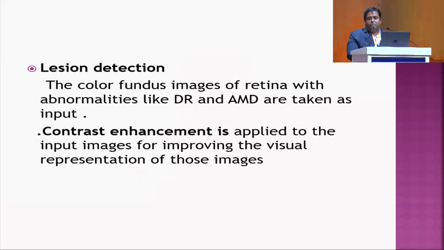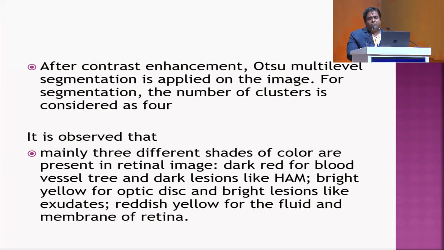So first is the lesion detection. In lesion detection, first the colored fundus images are taken and contrast enhancement is applied to the input images. And after contrast enhancement, Otsu multi-level segmentation is applied to the images. It is observed that many different shades of color are present in the retinal images, dark red for the blood vessels tree and dark for the hemorrhages.